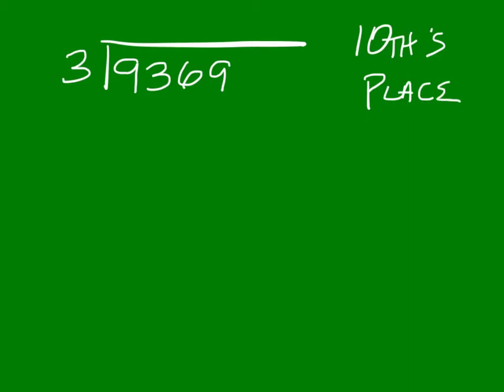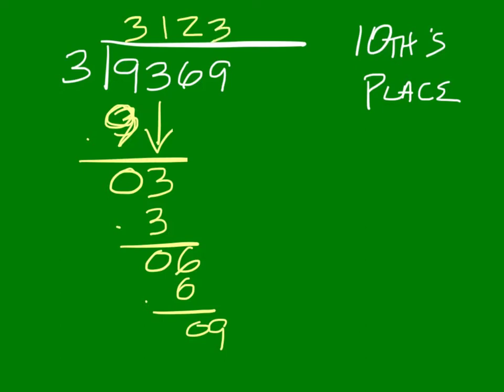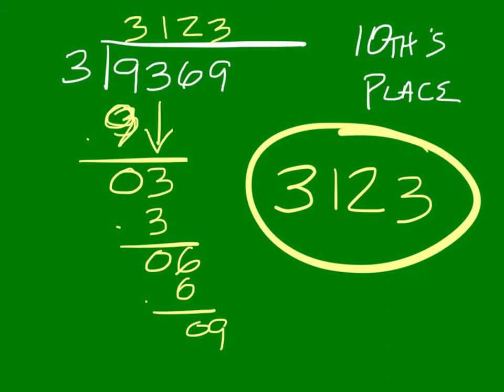On the practice problem, 3 into 9 3 times, whoops, 3 times, with nothing left over. Drop the 3. 3 into itself once, nothing left over. Drop the 6, that goes in twice, nothing left over, and into 9 3 times. It should be 3,123.